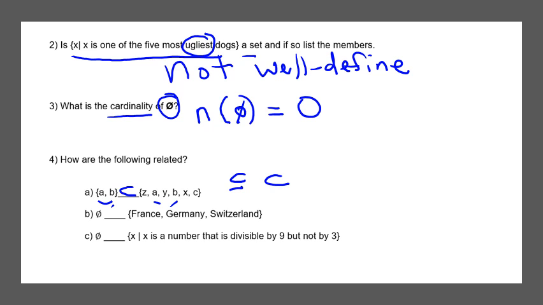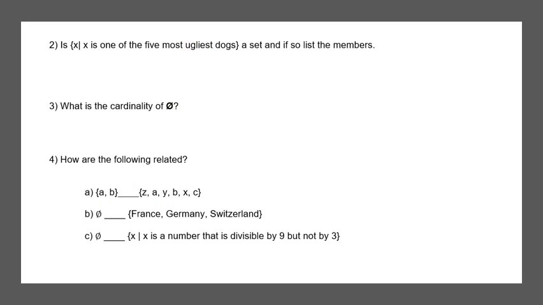So the stronger statement is proper. It is a proper subset. B, on the left-hand side, we have the empty set. On the right-hand side, we have a set containing 3 elements. The empty set is always a subset of any other set. The empty set is always a subset, but again, we could actually make this a stronger statement.